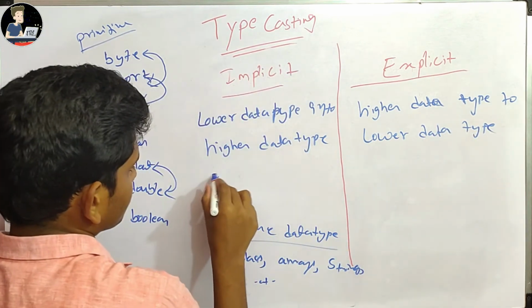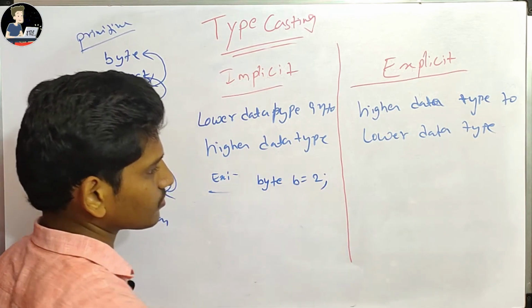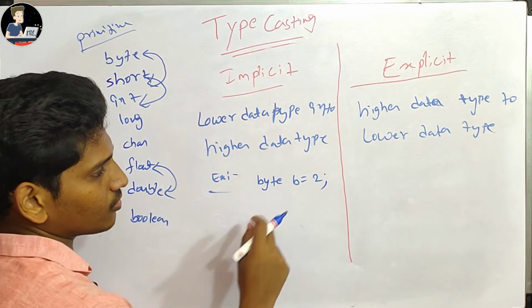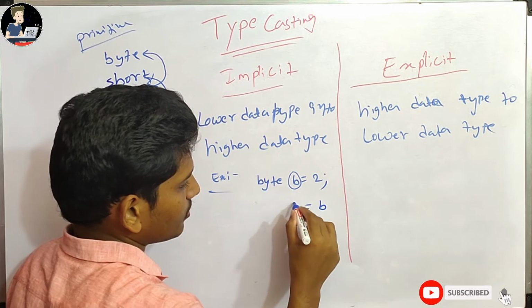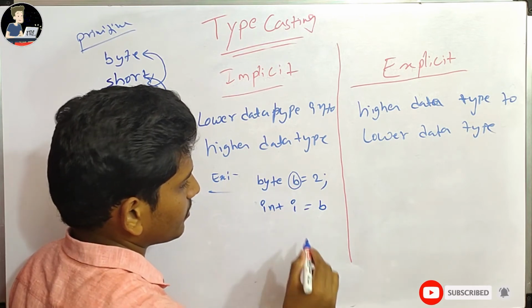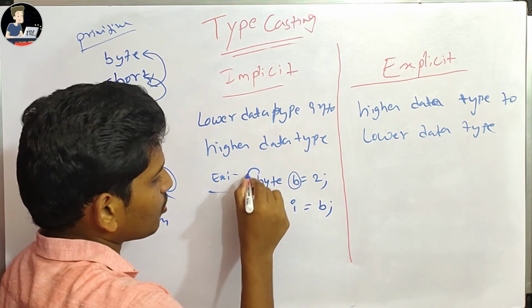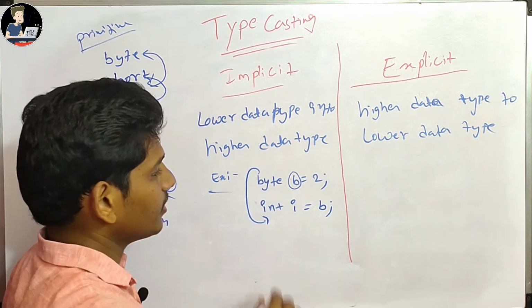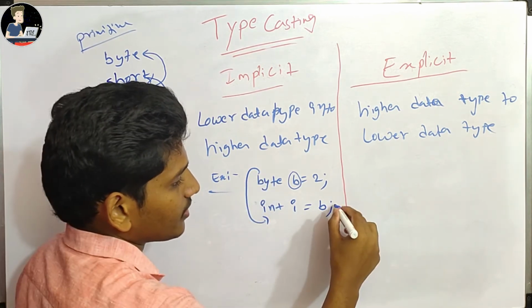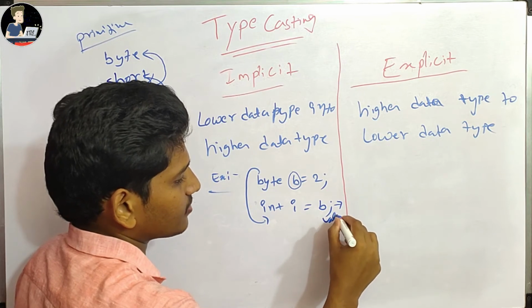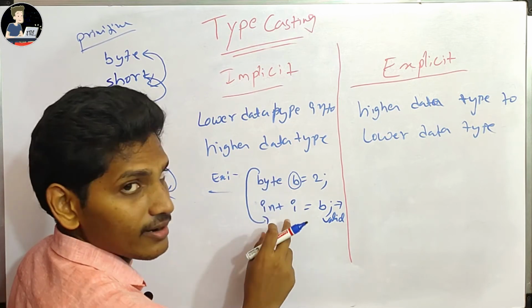For example, byte b equal to 2. I am taking a byte value 2. Here I am assigning this byte value to an integer variable. In this case, the byte data type is lower than the int data type. That's why there is no problem here. This is a valid case. Like this, we implicitly typecast the lower data type into the higher data type.